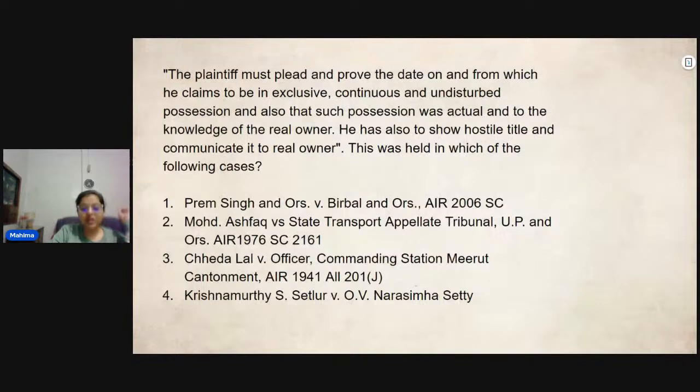The plaintiff must plead and prove the date on and from which he claims to be in exclusive, continuous, and undisturbed possession, and also that such possession was actual and to the knowledge of the real owner. He has also to show hostile title and communicate it to the real owner. This was held in which of the following cases? Prem Singh and others versus Birbal and others, Mohammad Ashfaq versus State Transport Appellate Tribunal, Chheda Lal versus Officer Commanding Station Meerut Cantonment, Krishnamurthy S. Sitler versus O.V. Narsimha Shetty. I am telling you the held of all the options' case laws one by one.